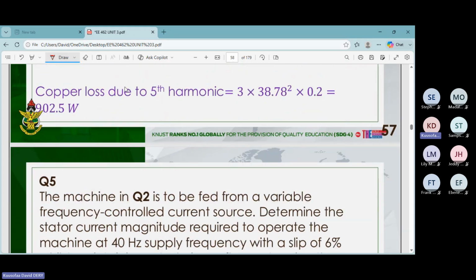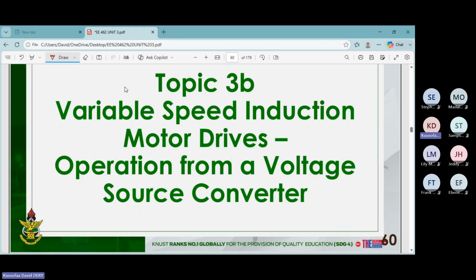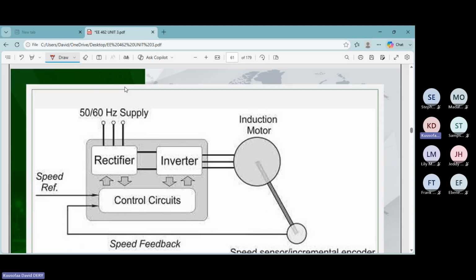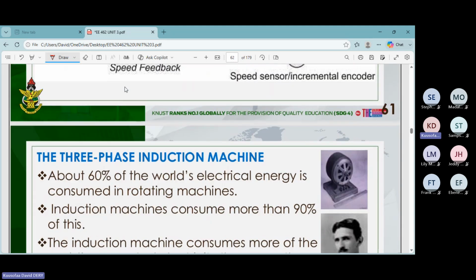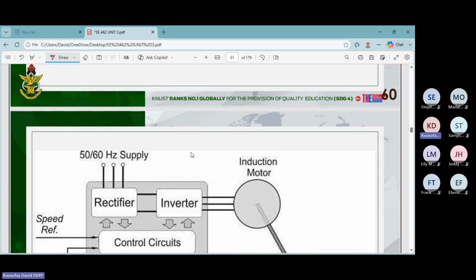Right. So the next one is on the variable FET induction motor drives, the voltage source converters. So I think that one will continue another time. We just had 2 hours, so it's almost 6. But if you want us to continue, then you can continue.